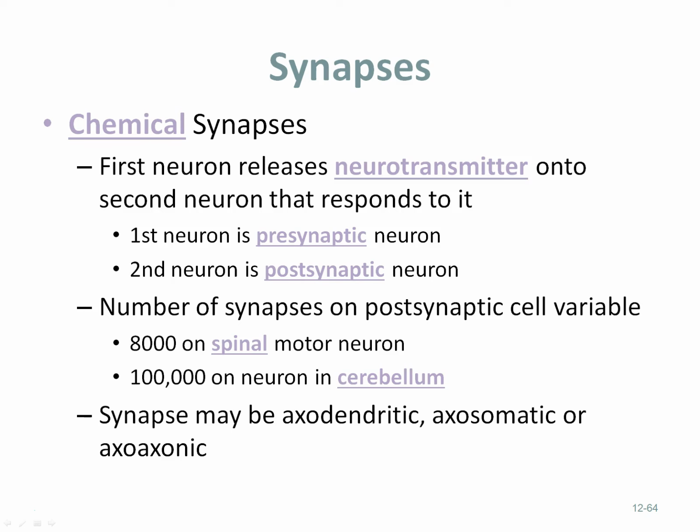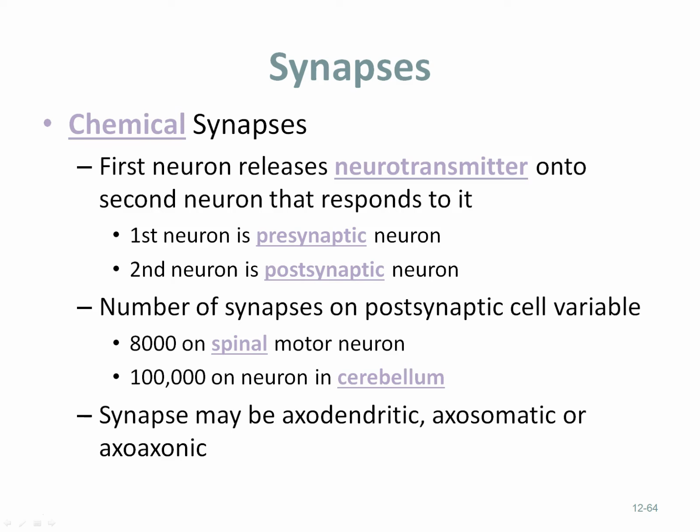Chemical synapses are more common in the nervous system, and these are what we will be focusing on. The first neuron, also called the presynaptic neuron, releases a neurotransmitter onto the second neuron, also called the postsynaptic neuron, that responds to it. The number of synapses on a postsynaptic cell is highly variable.